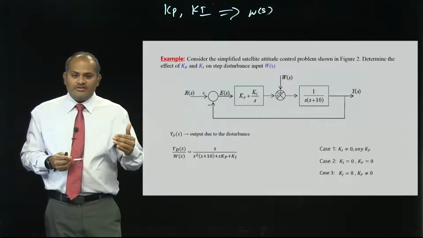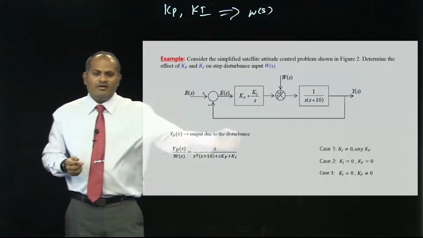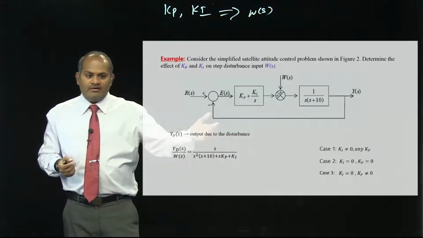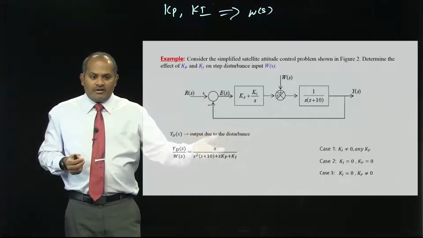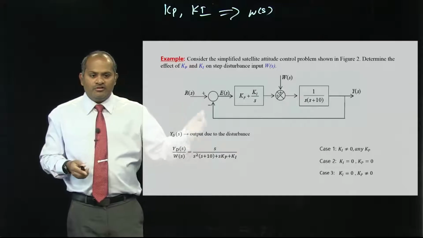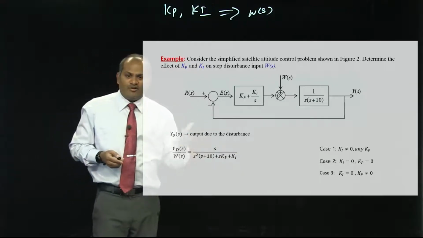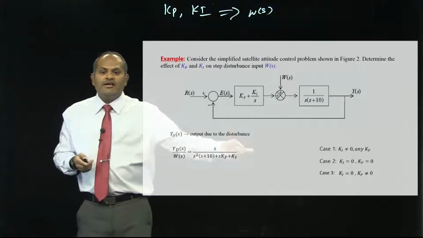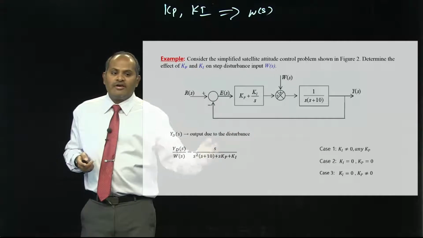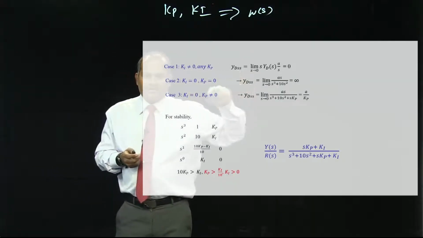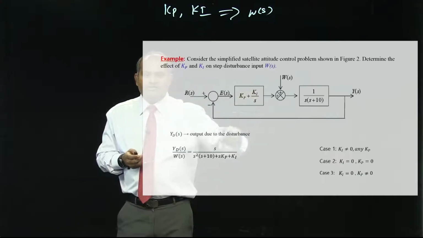So, the step disturbance depends on 3 cases: when Ki is not equal to 0, any Kp; when Ki equal to 0 and Kp equal to 0; and when Ki equal to 0, Kp not equal to 0. So, there are various cases we are looking into. We will first formulate the condition for the error dynamics and then observe various combinations of Kp and Ki. But first, formulate the steady state output due to the disturbance, the limit as S tends to 0, for the step disturbance 1 by S.